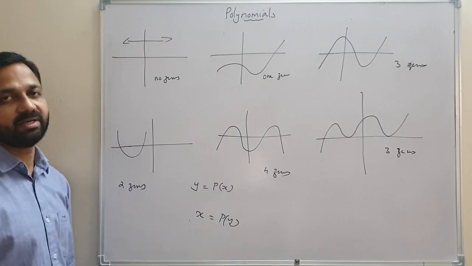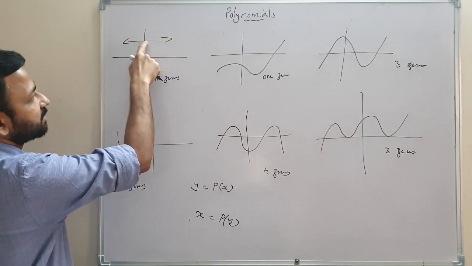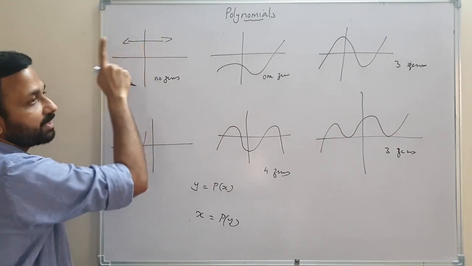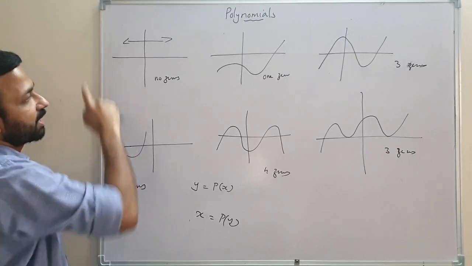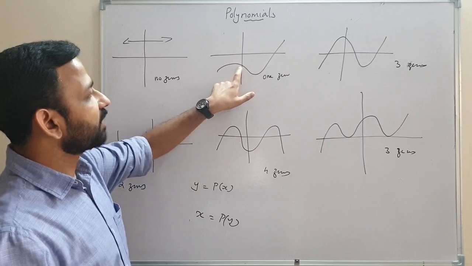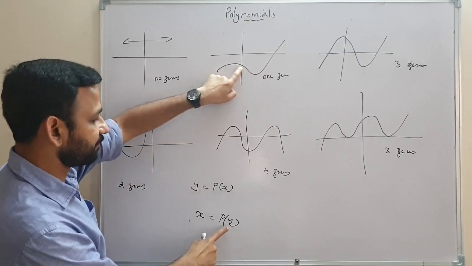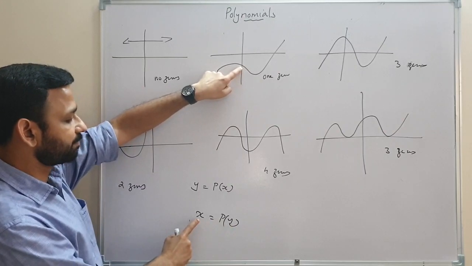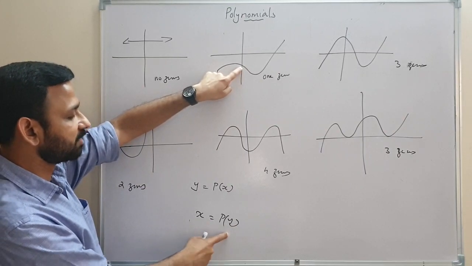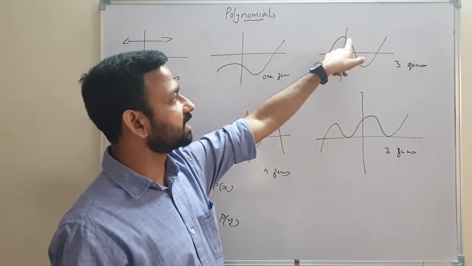If the variable is y, here it intersects the y-axis at 1 point. So the answer will be 1 zero. Number of zeros will be 1. And here it intersects the y-axis at 1 point. So the number of zeros will be 1 if the variable is y, or the polynomial is in x is equal to p(y) form. And here also it intersects the y-axis at 1 point.